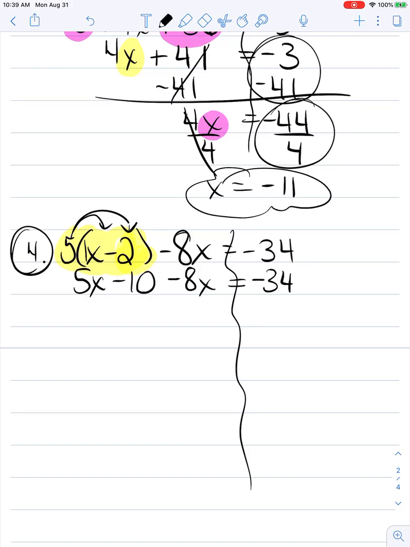So now I'll look at my new equation. Step 2, do I have like terms? Yes, I do. On the left-hand side, I see 5x minus 8x. So I'm going to bring everything else down so I don't forget it. And now I'm going to do 5x minus 8x, which is negative 3x.